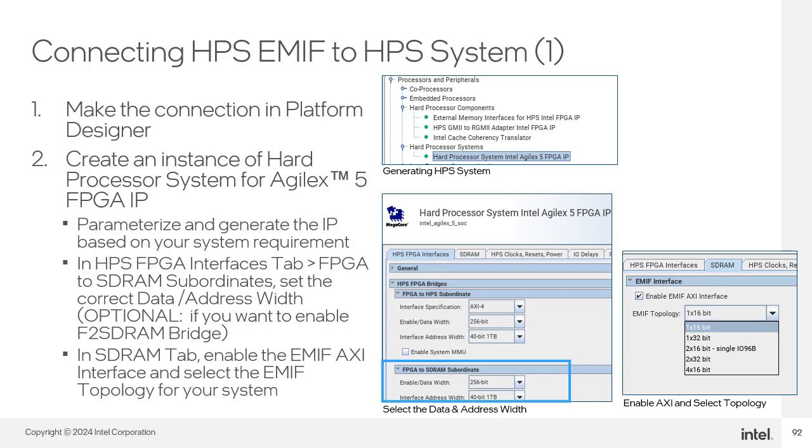Now we take a close look at how to create an instance of the HPS system and connect it to the HPS EMIF in Platform Designer. The steps listed here demonstrate the settings in the HPS system that are related to the HPS EMIF. The FPGA to SD-RAM subordinate settings are optional. It is only required when you want to enable the FPGA to SD-RAM bridge. In the SD-RAM tab, enable the AXI interface and select the EMIF topology for your system.